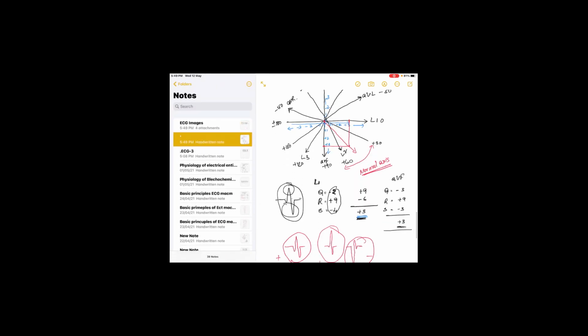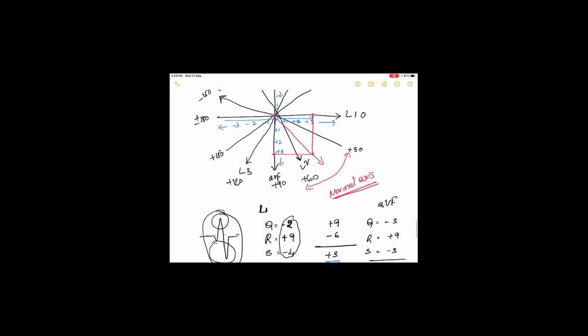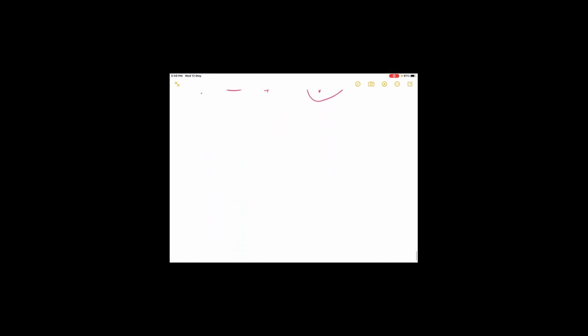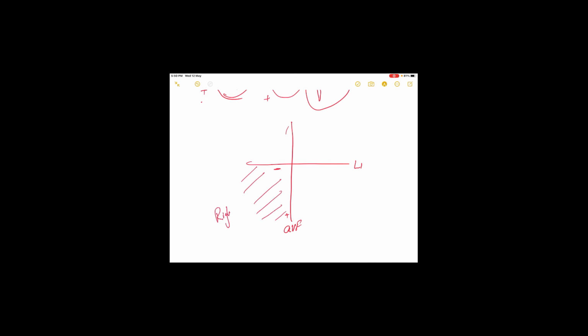So now I'll show it here. Lead 1 and AVF. As in the previous example, lead 1 was a negative wave and AVF was a positive wave, so it was encroaching this quadrant. So it is right axis deviation.